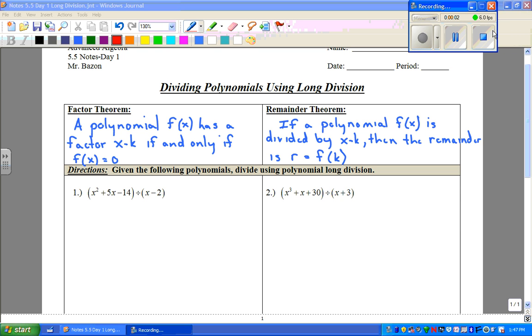Today we're going to talk about dividing polynomials using what's known as polynomial long division. One thing I wanted to do is relate this idea of dividing polynomials by long division to what we learned back in grade school about how to divide numbers by long division. So I want you to think back to grade school and just imagine this.